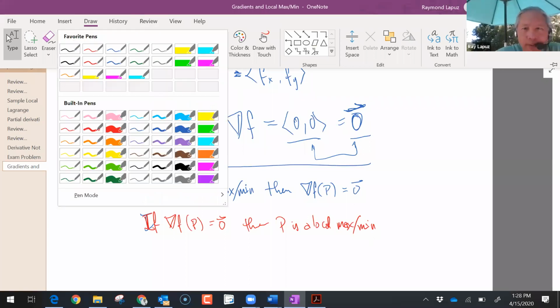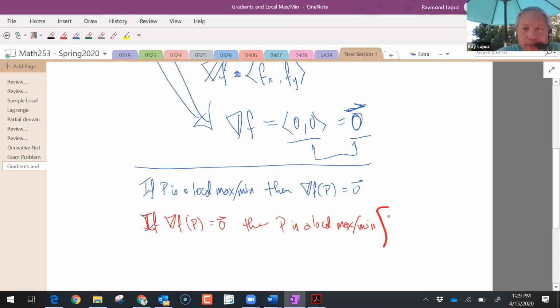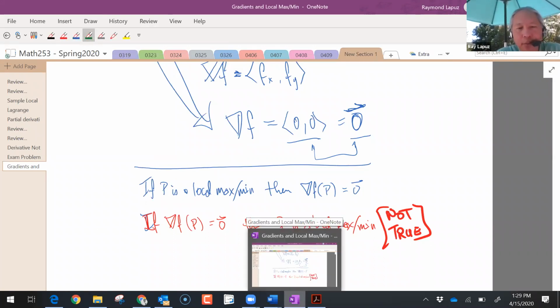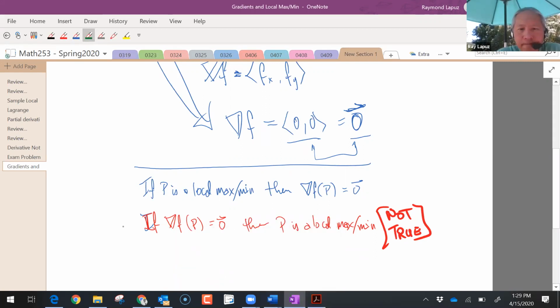Not true. So if it's not true, then there must be a counterexample. You know what the counterexample is? Or you know what one possible counterexample is? Anybody?